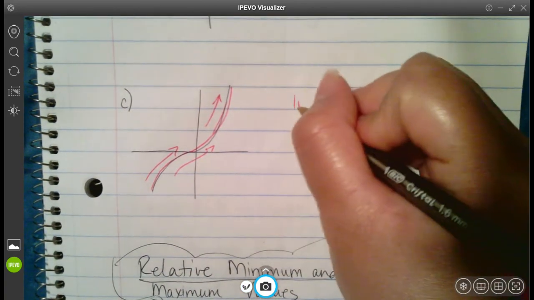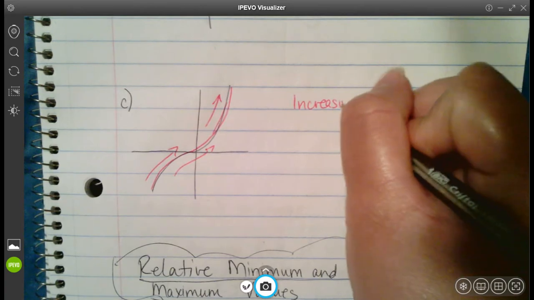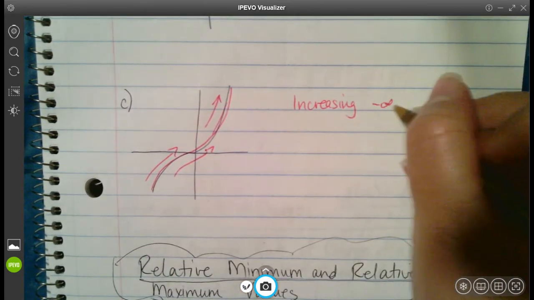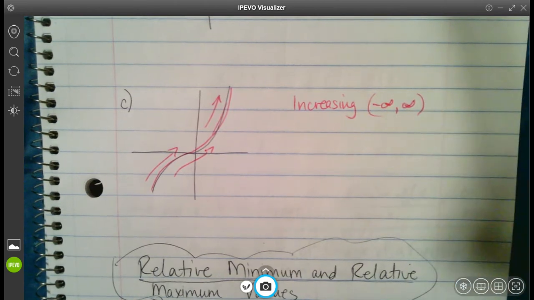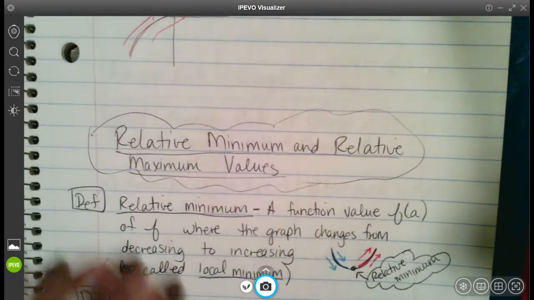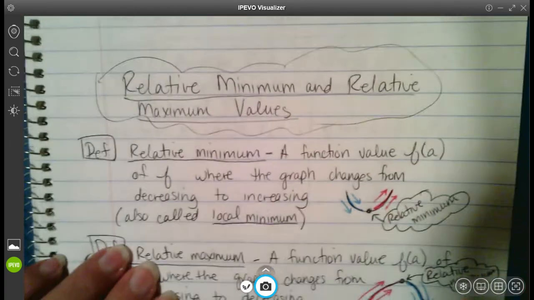Okay, so for this graph, for letter C, we would say it's increasing on the entire domain, which in this case is negative infinity to infinity. There's no decreasing, there's no constant for this one. All right, next part. We have relative minimum and relative maximum values.